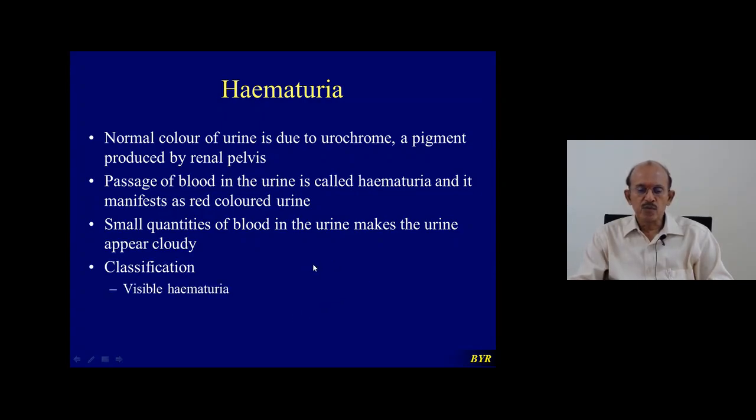Hematuria is classified as visible hematuria and non-visible hematuria. Visible hematuria means macroscopically you will find discoloration of the urine as red color. Non-visible means it is detected only under microscopy. So earlier it was called macroscopic hematuria and microscopic hematuria, but now it is being called visible and non-visible.